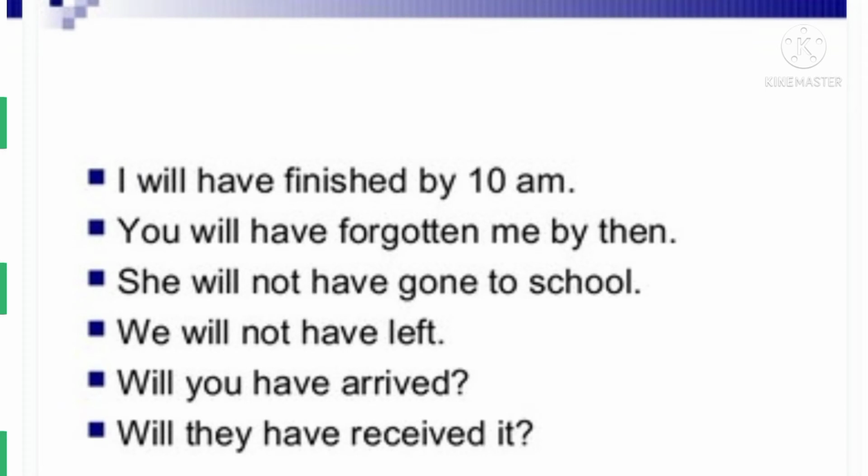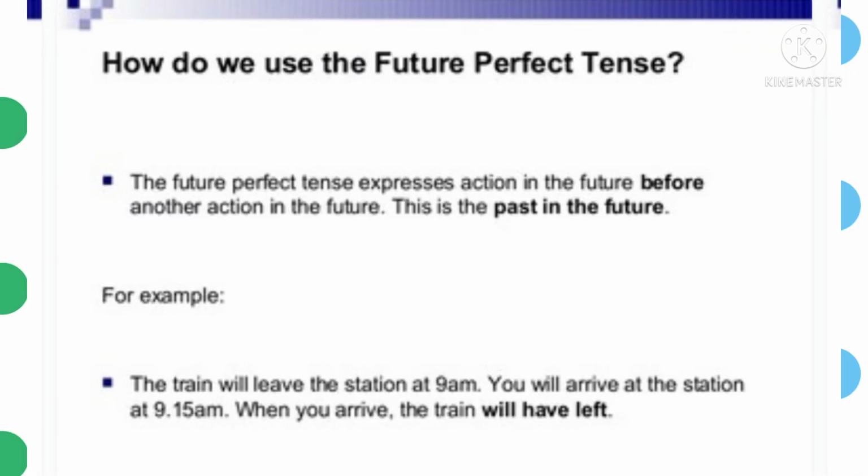See examples. I will have finished by 10 a.m. It's not happened, but I assume that at 10 a.m. I will have finished. You will have forgotten me by then. Okay. She will not have gone to school, assuming something. We will not have left. Will you have arrived? Okay. So it must have happened in the past.